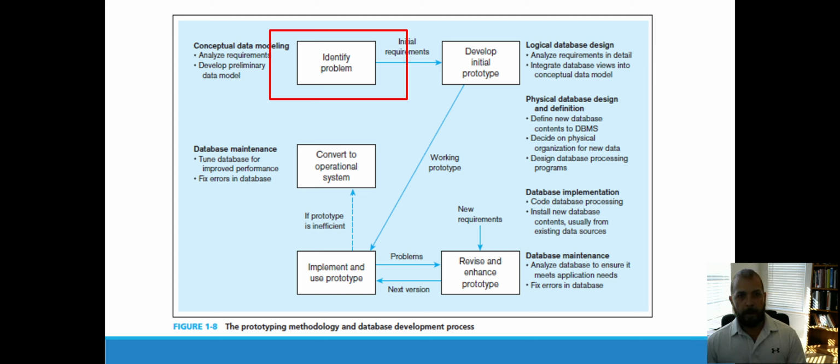So physically, this is a little visual representation of what that actually might look like. You're going to see a lot of these flow diagrams either in the textbook or in the next few slides. But in phase one, we're really identifying what the problem is and coming up with a conceptual data model, going through analyzing the requirements and developing that preliminary model. And then taking those initial requirements, this is what we call phase one, where we identify the problem.